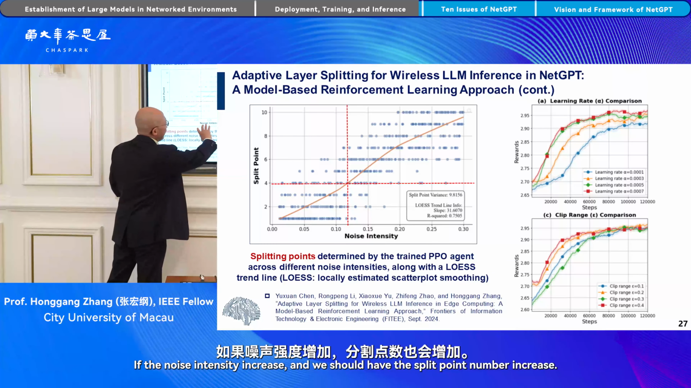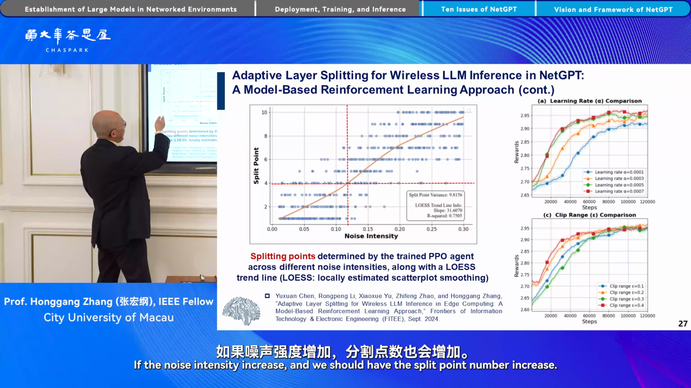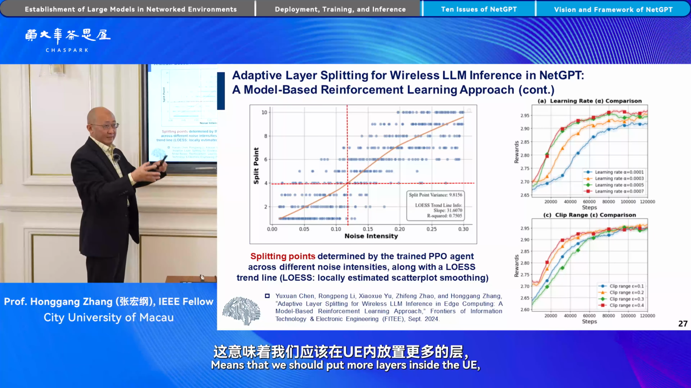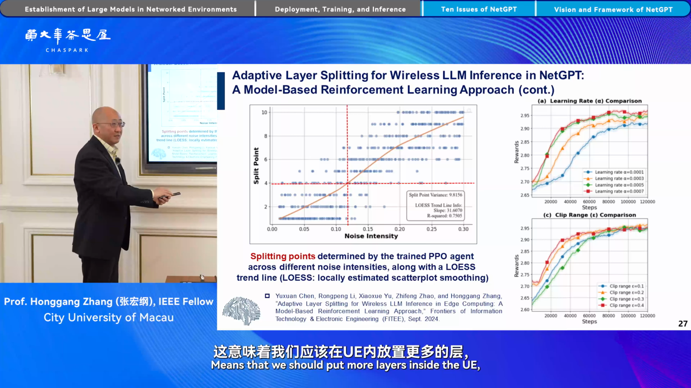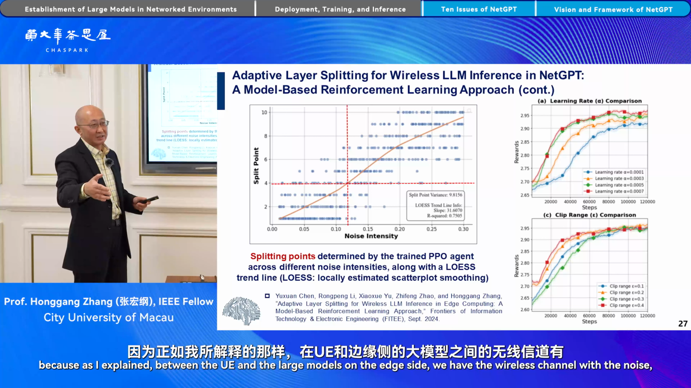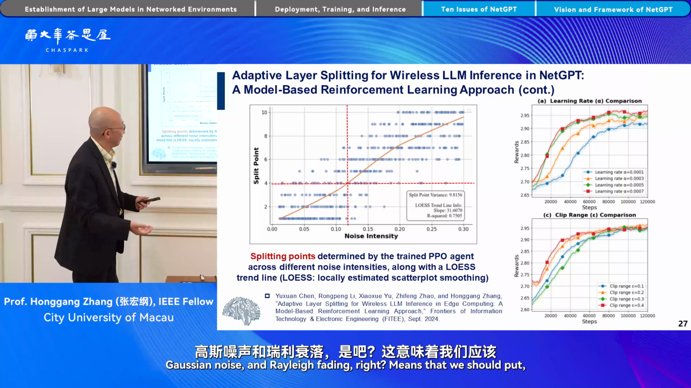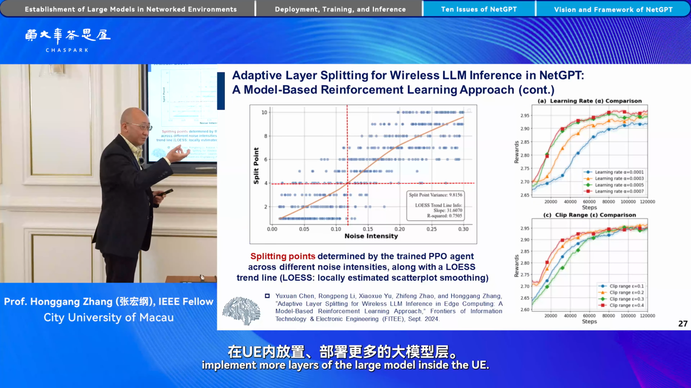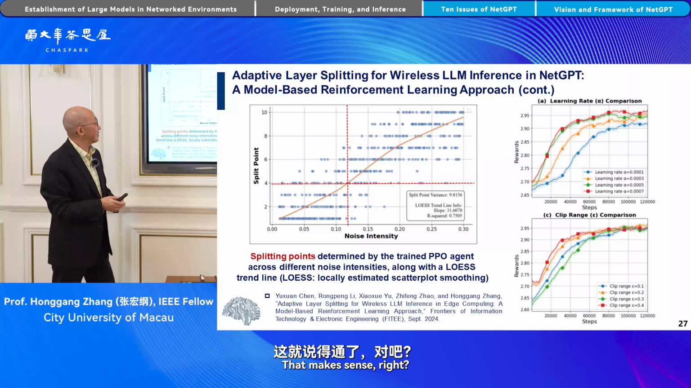If the noise intensity increases, the split point number should increase, meaning that we should put more layers inside the UE. As I explained, between the UE and the large language models on the edge side, we have a wireless channel with Gaussian noise and Rayleigh fading, right? That means we should implement more layers of the large model inside the UE. That makes sense, right?